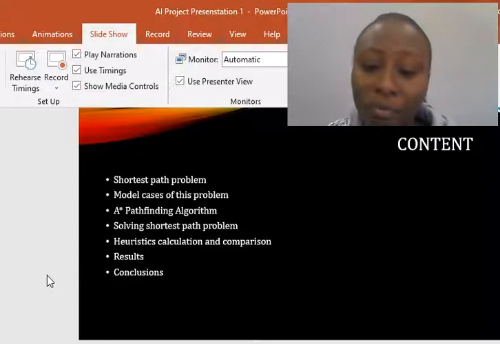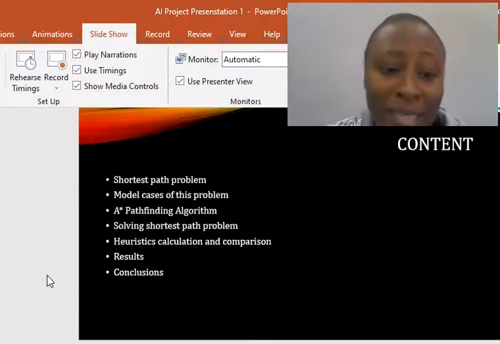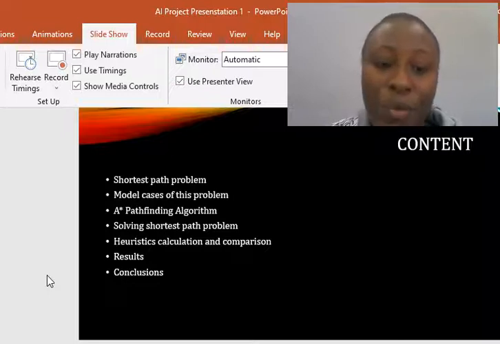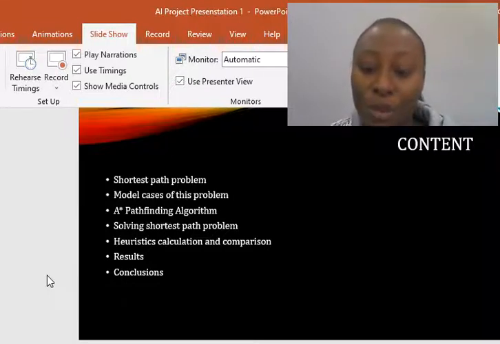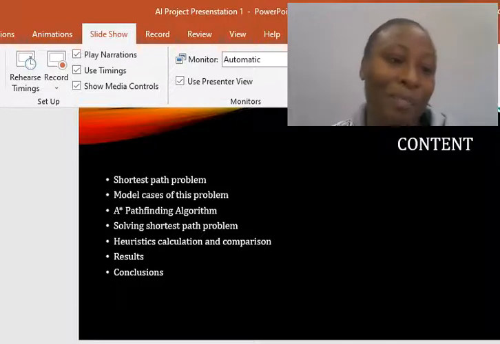We are also going to see some of the heuristics that we can use in implementing the A-star algorithm. And then we're going to take a look at some of the results that were obtained after running this algorithm against a few test cases. So without further ado, let's hop into the segment.